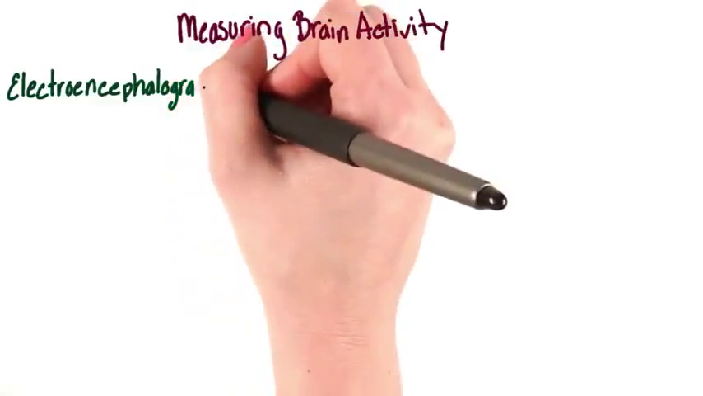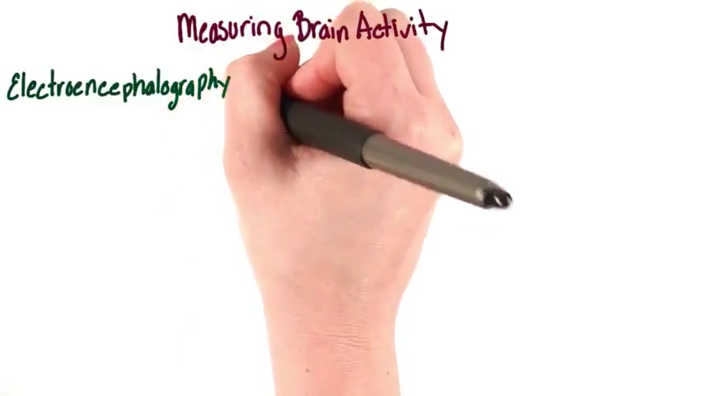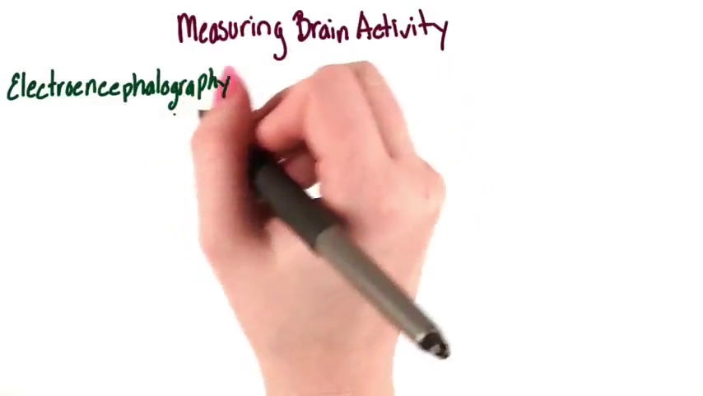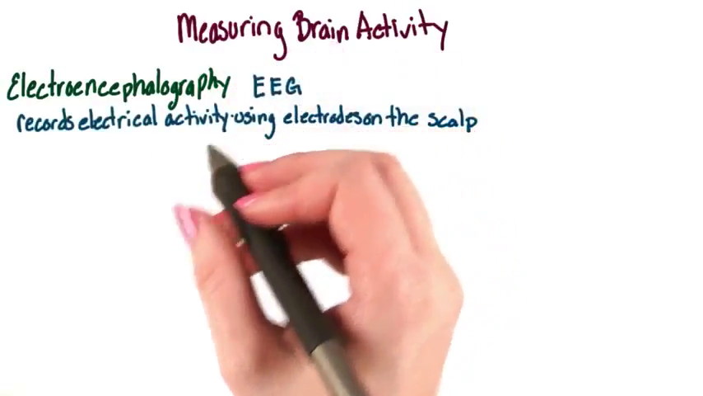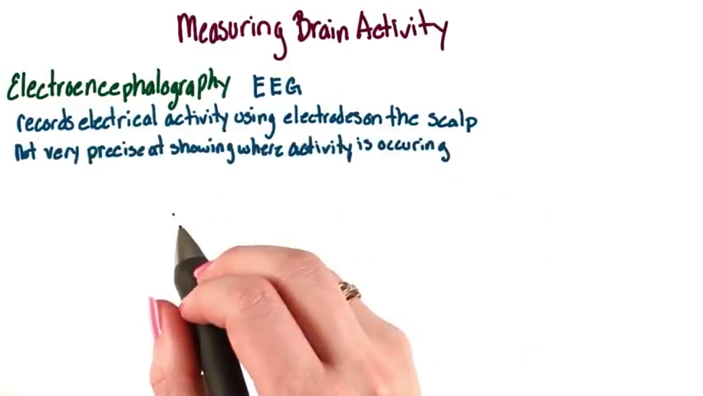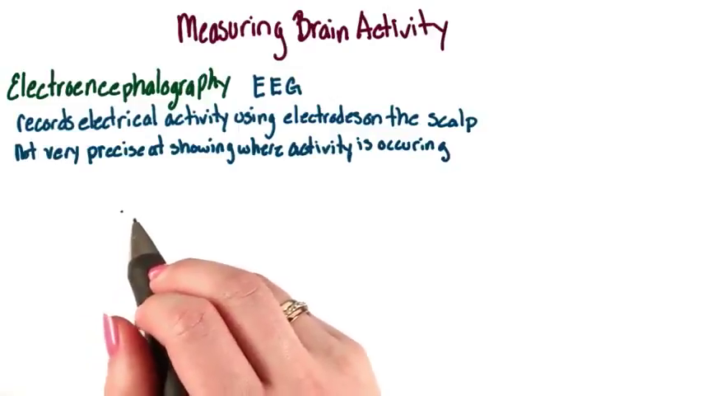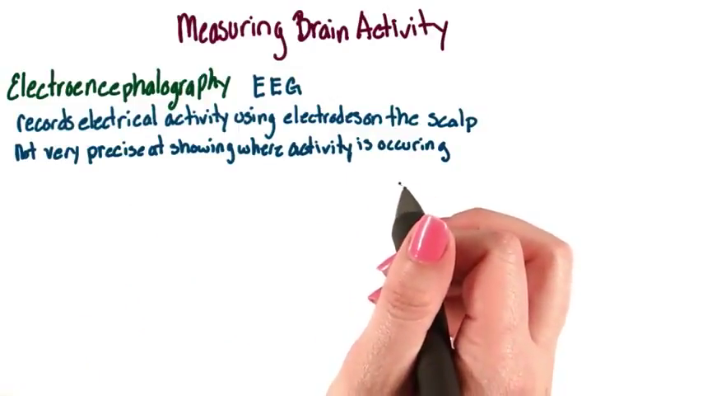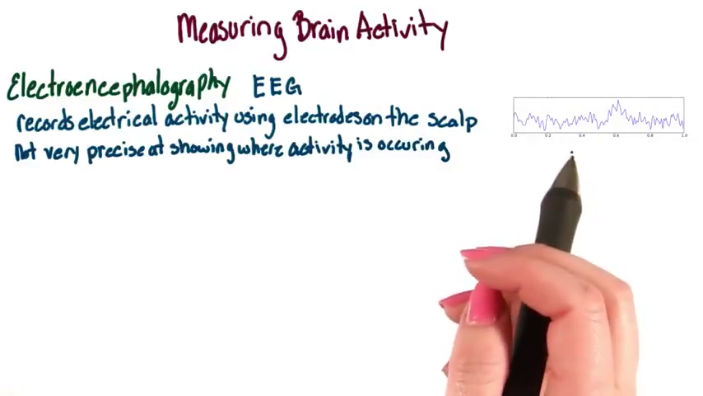So let's talk about 3 of the best ways to measure brain activity. Starting with the electroencephalography. This is commonly called an EEG. It records electrical activity of the brain through electrodes placed on the scalp. This technique is really good at showing general activity of the brain, but it's not terribly precise at showing where exactly the activity is occurring. This is what a typical one would look like.